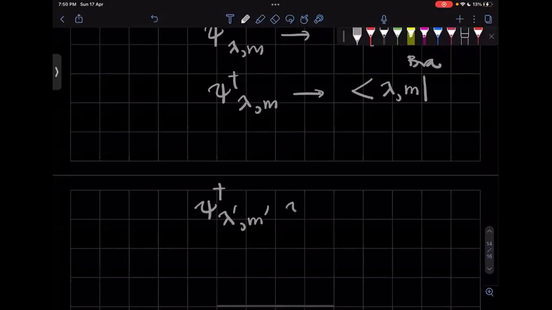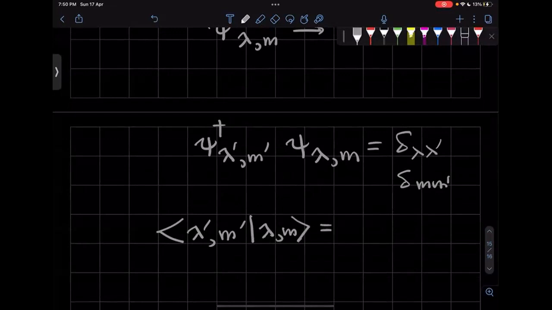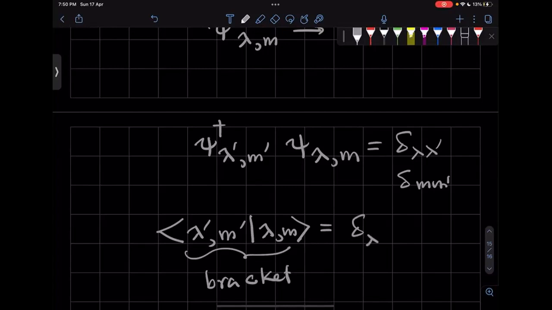Okay, so by assumption, orthonormality tells us that if I take psi dagger lambda prime m prime and take its inner product with psi lambda m, that is going to be delta lambda lambda prime, a Kronecker delta, times delta m m prime. So this we write as the bracket lambda prime m prime, lambda m, which is an inner product, and this is delta lambda lambda prime, delta m m prime.